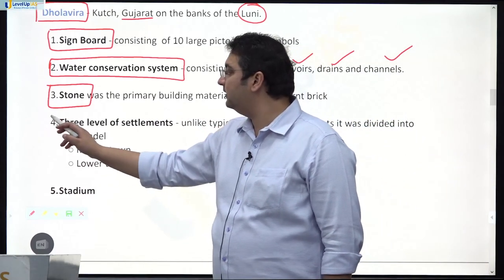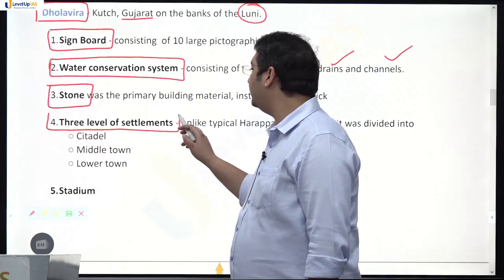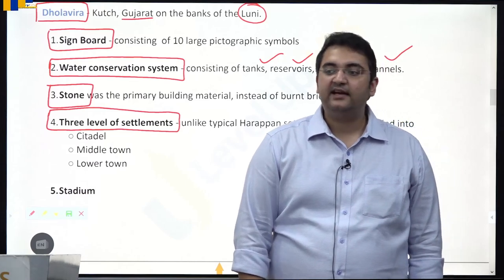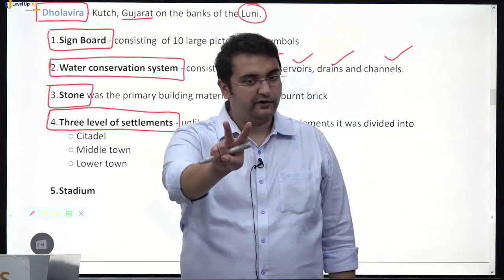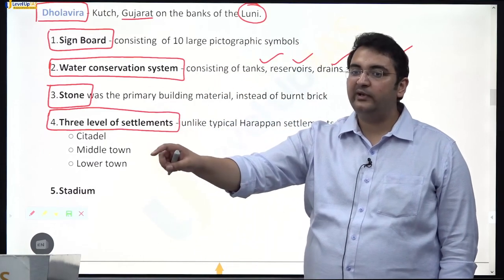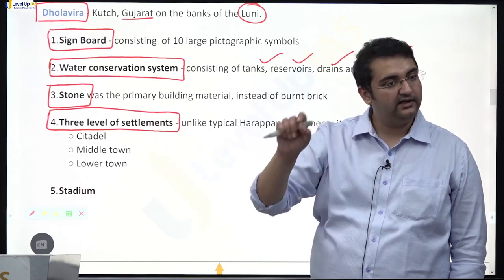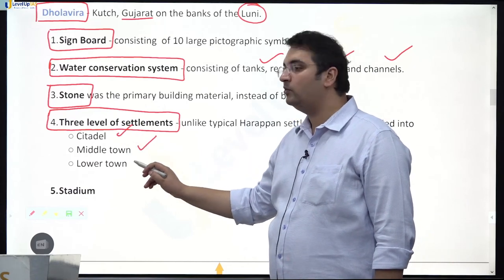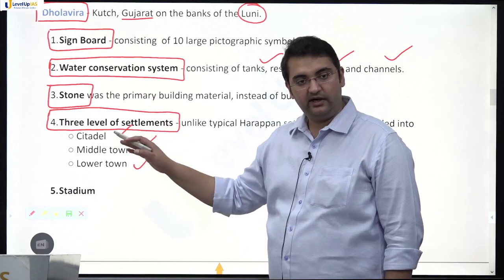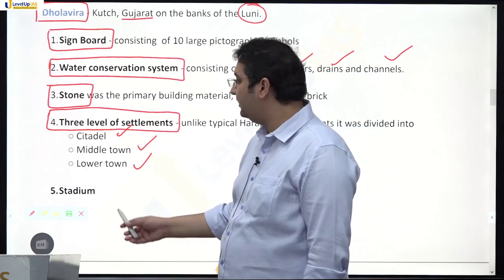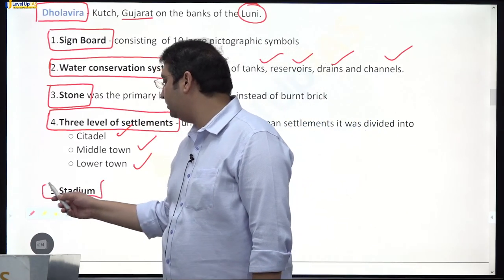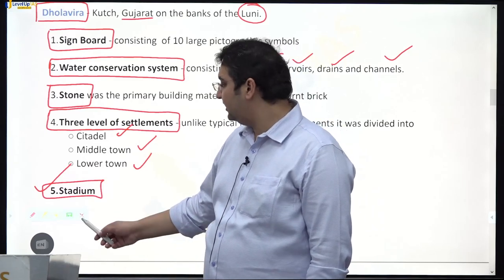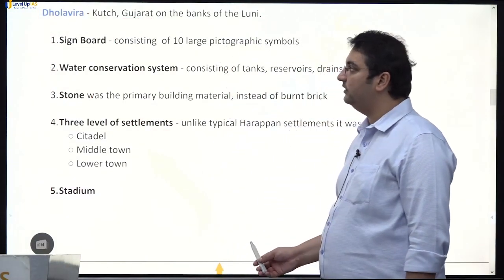Achha. Then, like Chanhudaro, Dholavira also is an exception to the rule of two levels of settlement. At Chanhudaro, how many levels were there? One level. Here, three levels are there. Citadel, middle town and lower town. That is upper town, middle town and lower town. And another important discovery at Dholavira was a stadium. Theek hai? So these are the important discoveries at Dholavira.